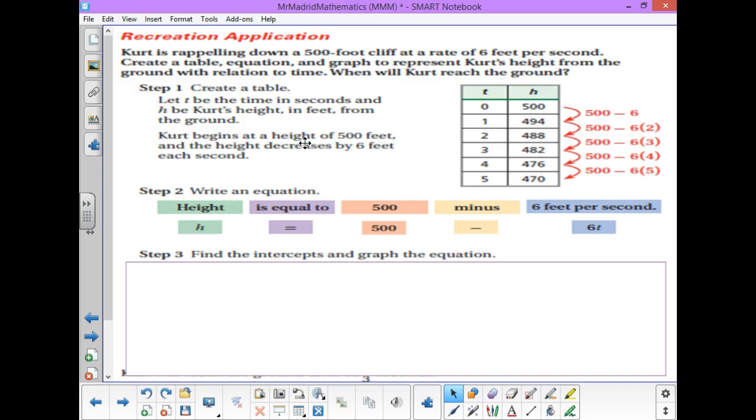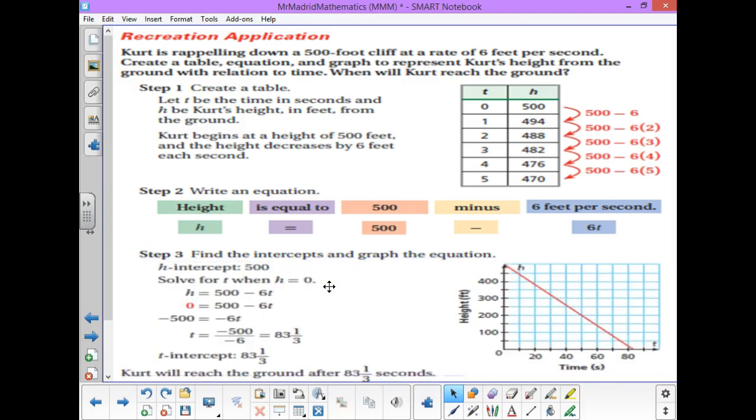what they want us to do is graph to represent Kurt's height from the ground in relation to time. So for us to graph it, always a good idea is, if possible, have an idea what your intercepts are. So let's go ahead and review how you operate that.